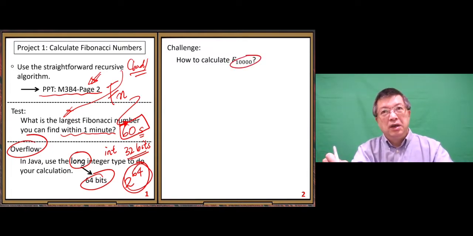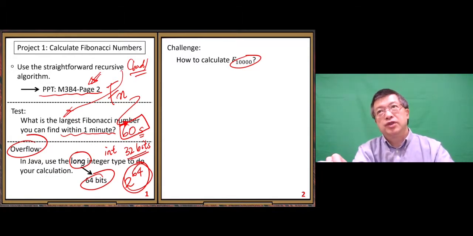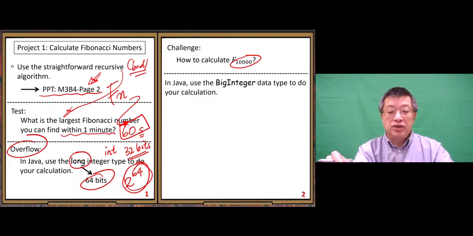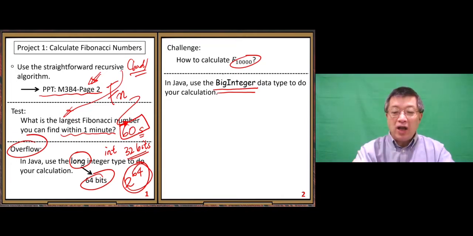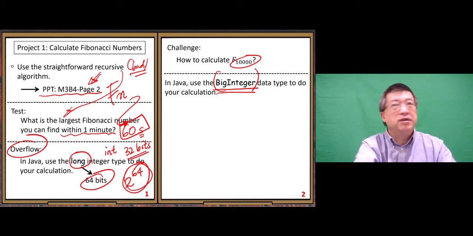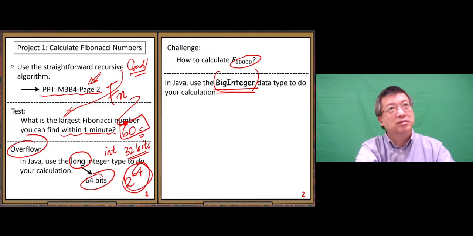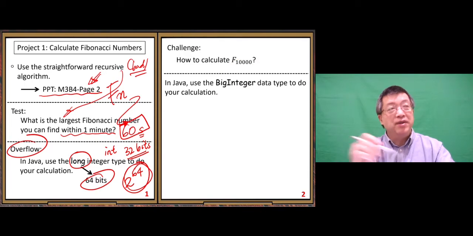It's the challenge, but here I give you the solution. The solution is very simple. In Java, the BigInteger data type. There is one class called BigInteger. If you use that, you can handle that overflow problem nicely. So here we need to learn about this BigInteger.